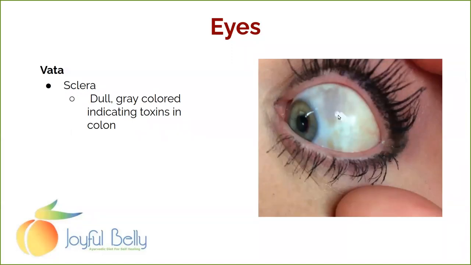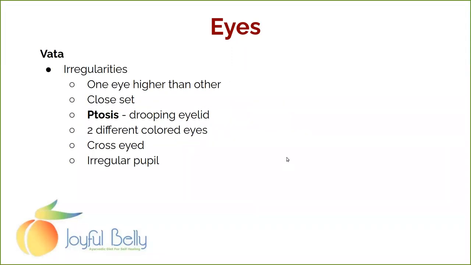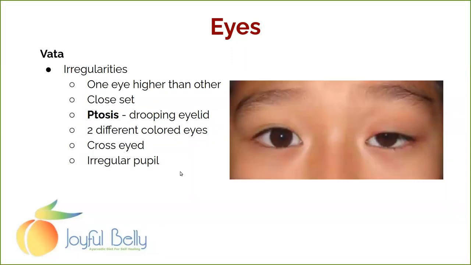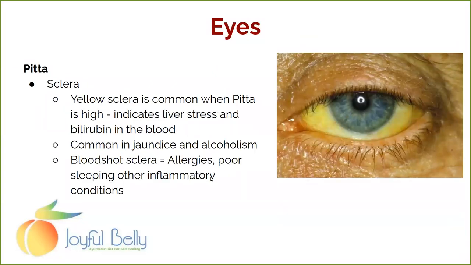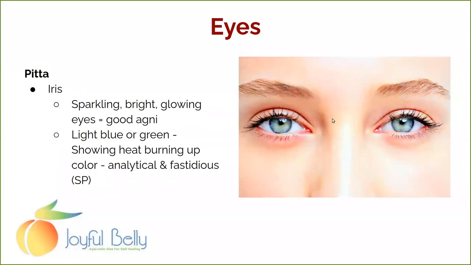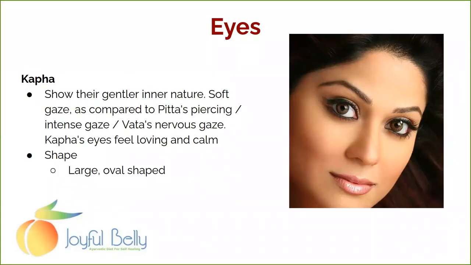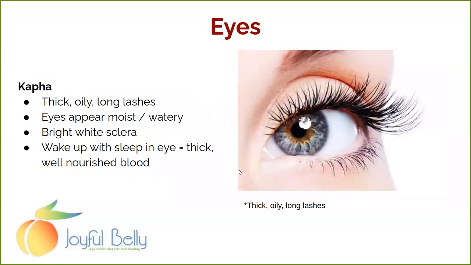All right, you see here some grayness in the sclera, that's Vata. There's irregularity in Vata. Pitta, sharper eyes. There's the yellow eye, right? This is that kind of sparkling, bright, glowing eyes. That's fiery pitta eyes. And then big, beautiful, luxurious, kind of affectionate eyes, doe eyes. That is kapha, large and oval shape. And thick eyelashes. Now this person has eyeliner on, so the eyelashes look even thicker, but thick eyelashes is kapha.